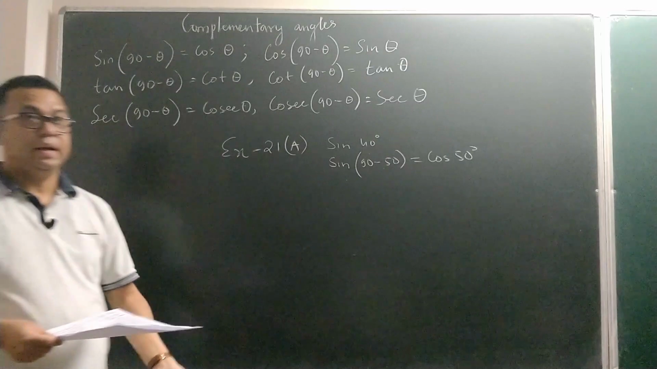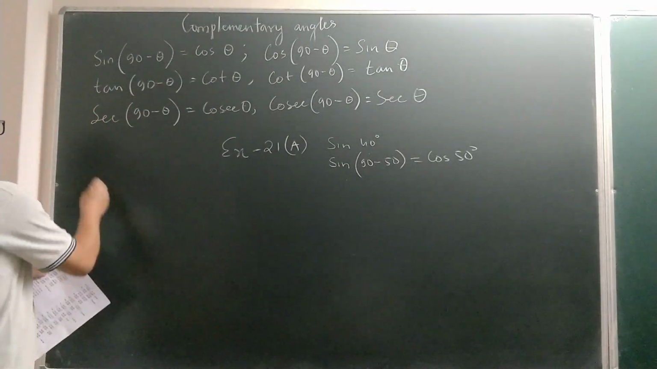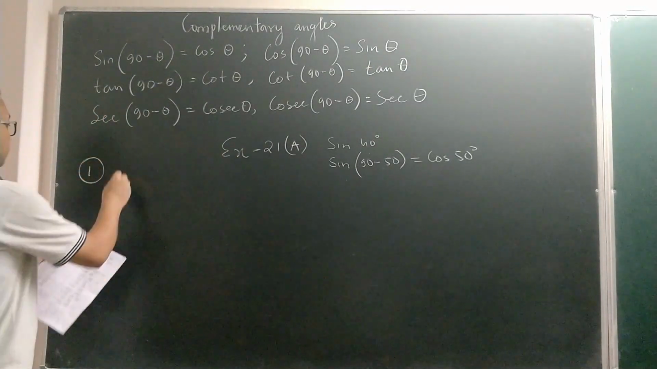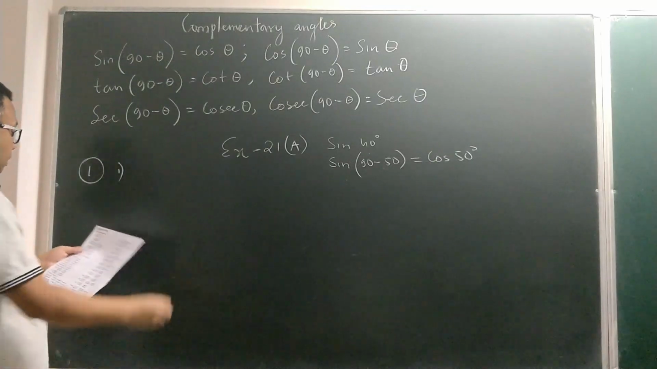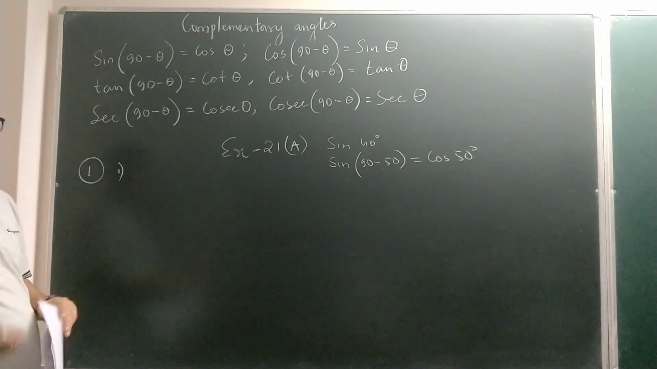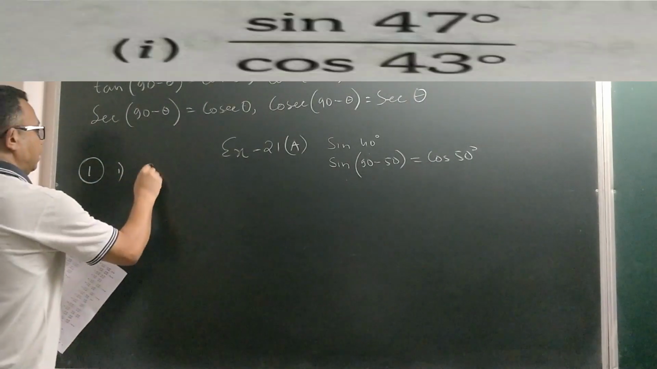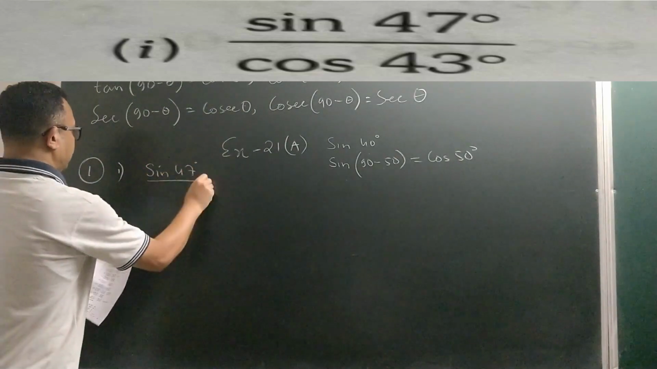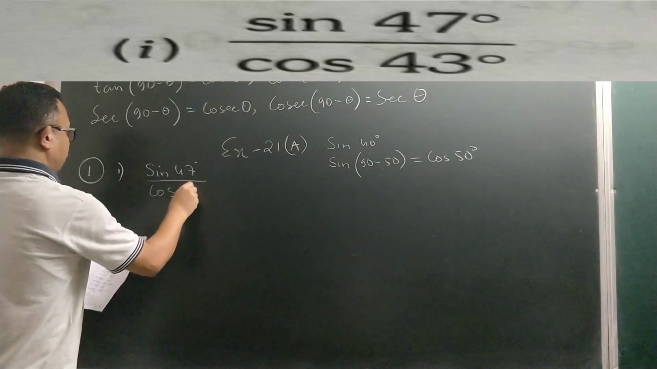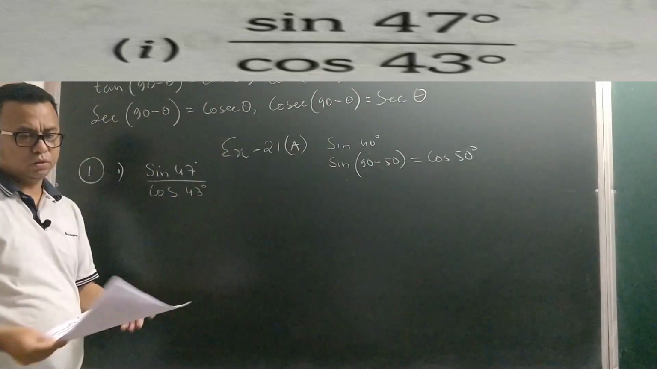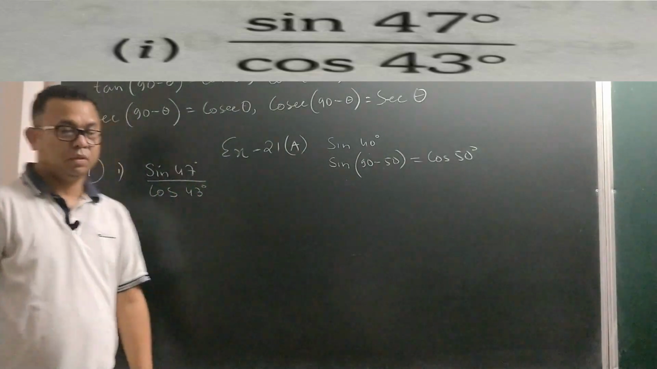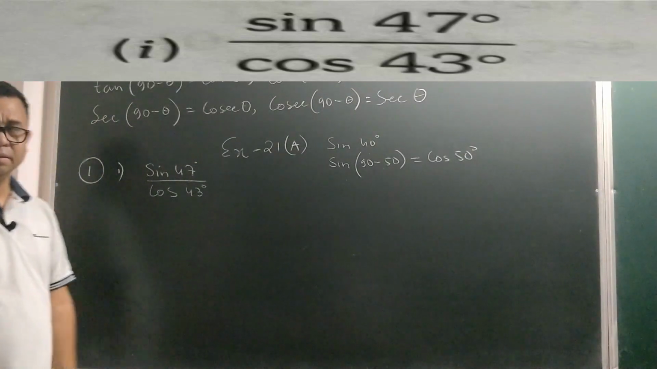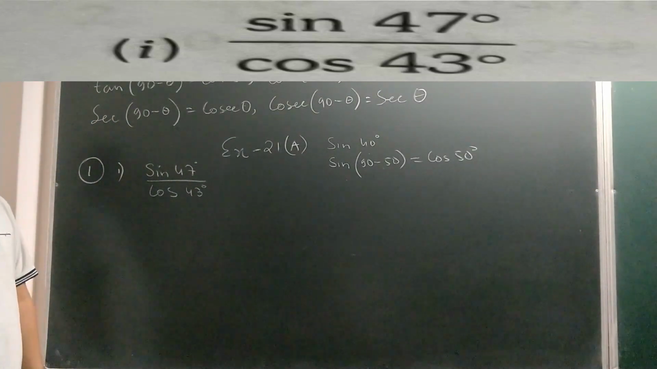Alright, here it is then. Exercise 21A, question number 1. Evaluate the following. The first one is sine 47 degrees over cos 43 degrees. Since this is a very simple question, that's why it is there in the beginning of your exercise.